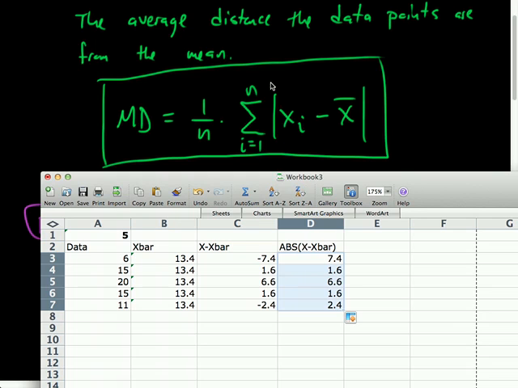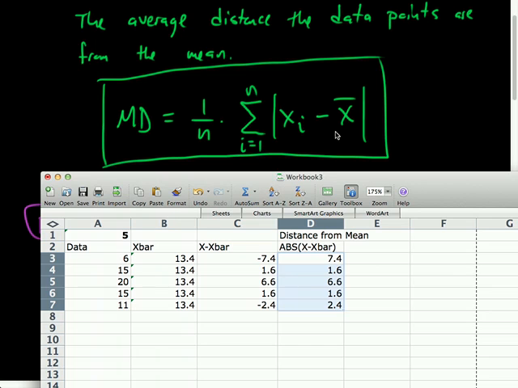So now I've got the absolute value of those differences, which means that's a distance. This is the distance from the mean. This data point, 6, was 7.4 units from the mean, which was 13.4. 20 was 6.6 units from the mean, which was 13.4. 15 was really close to the mean. It was only 1.6 units away. So to measure this variability, to measure how dispersed my data is, I'm interested in the average of these distances. And that's actually what we're going to be talking about.